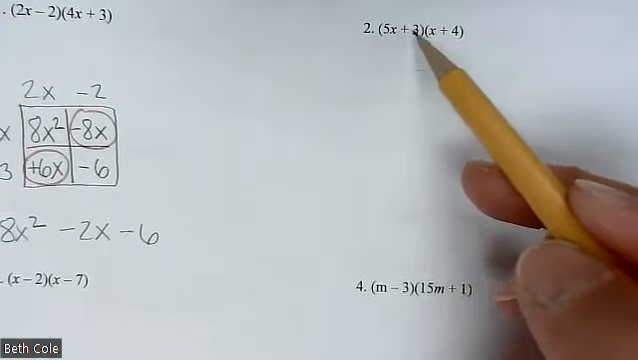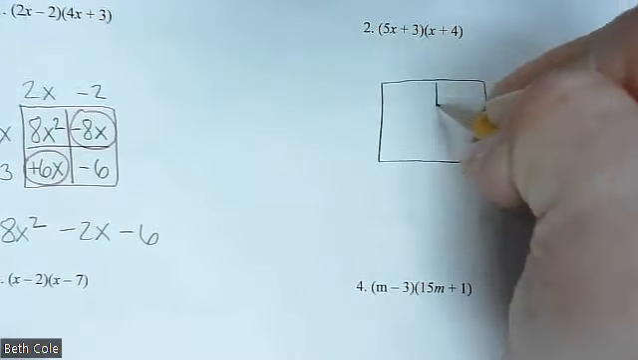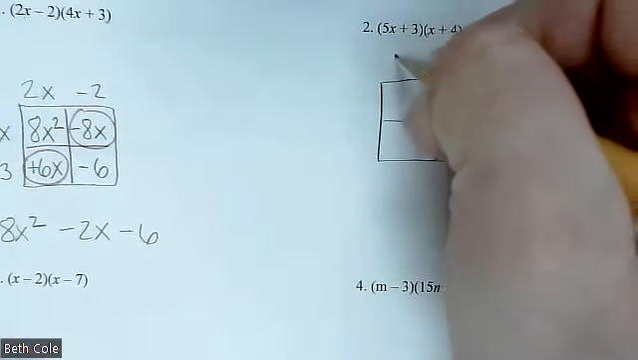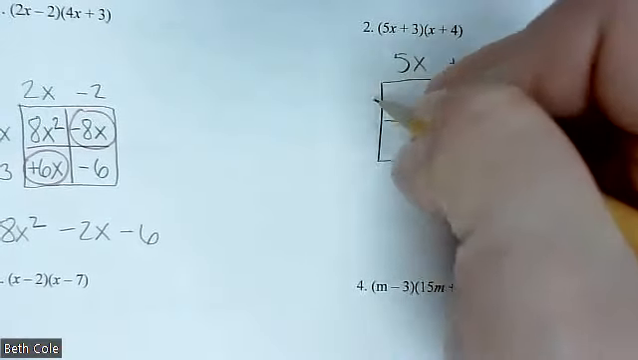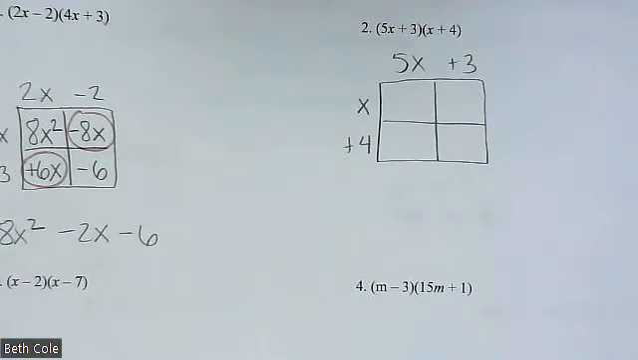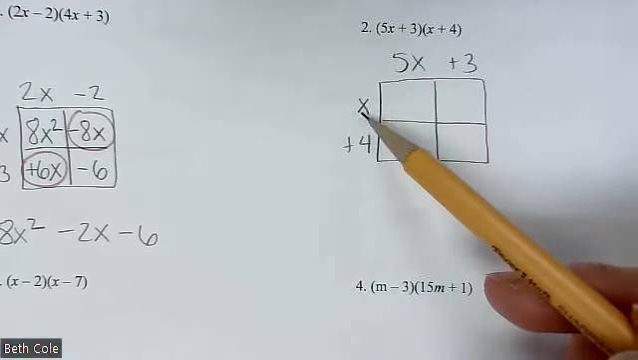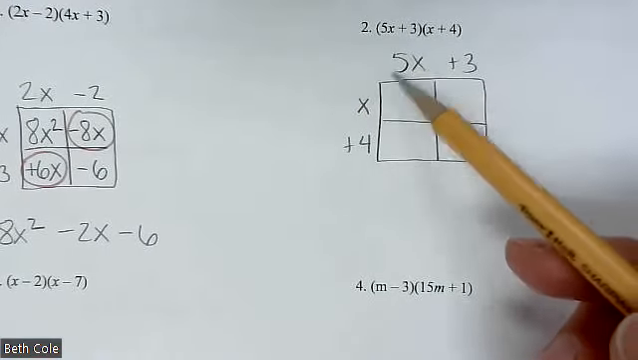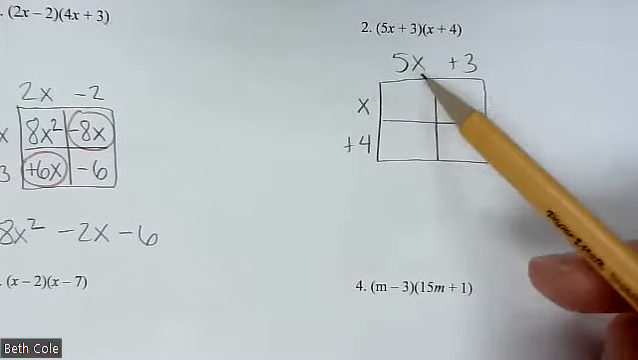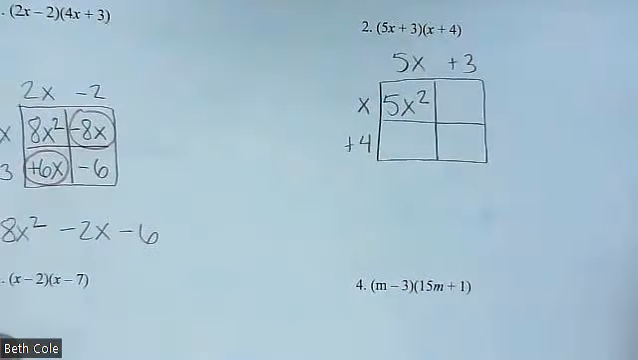Do you see how this has 2 terms and this has 2 terms? Binomial times a binomial. So you're going to draw a little box. One of them goes along the top, the other goes along the side. And again, it doesn't really matter which one you put where because you're going to multiply it all together anyway. So in the first one, you're doing 5x times 1x. And you could put the 1 in front of that if you want. What is that going to give you? Good. 5x squared. 5 times 1 is 5.